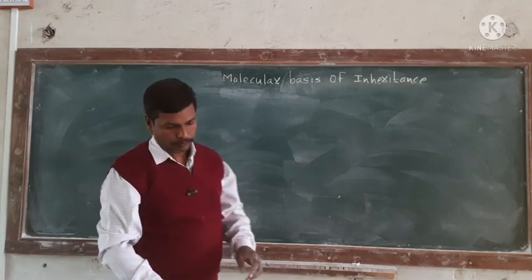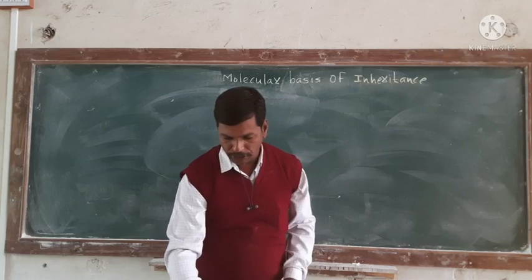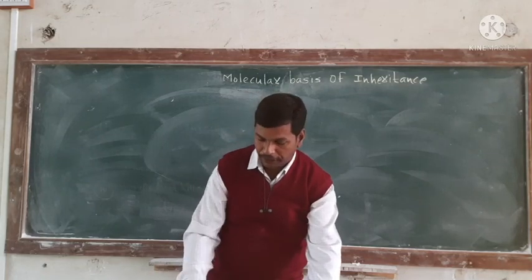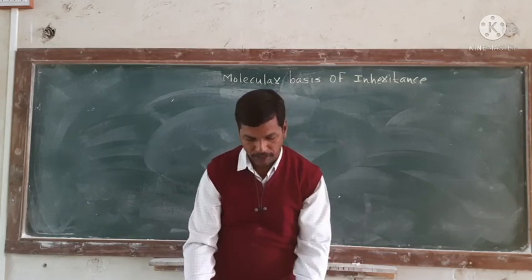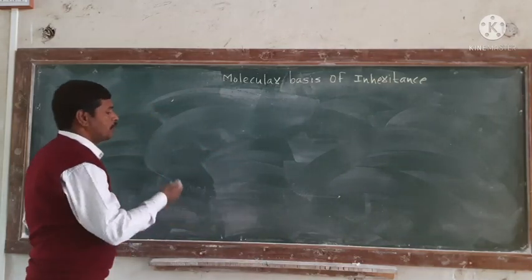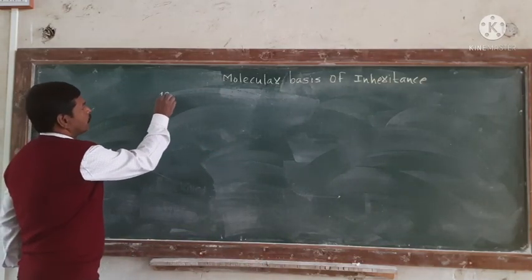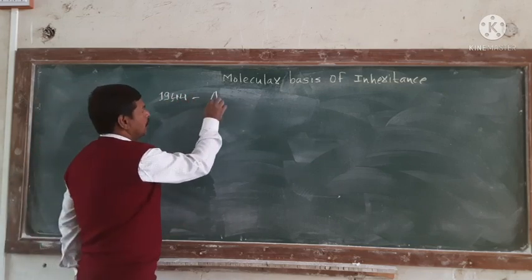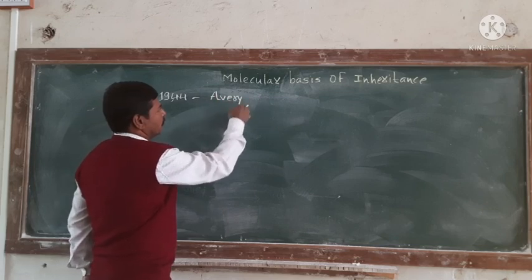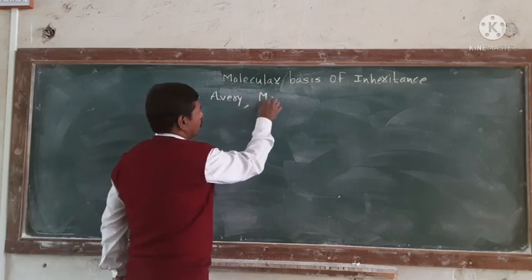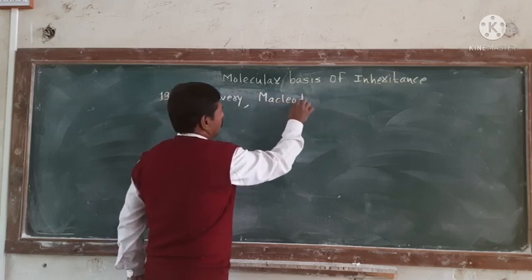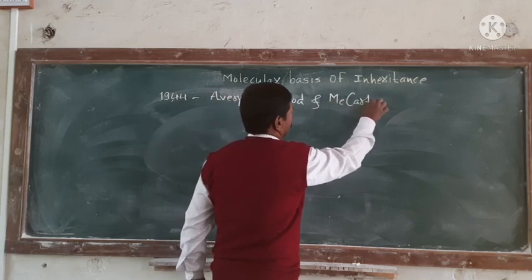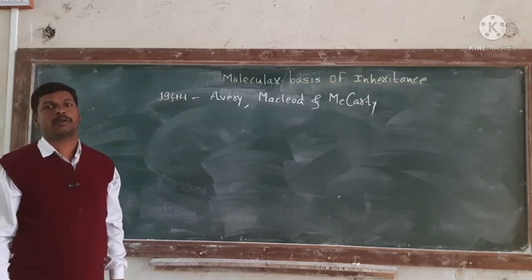1944. Now the second experiment, which gives the first proof as far as DNA acting as a genetic material is concerned. Three different scientists performed the experiment in 1944. First, Avery; second, MacLeod; and third, McCarthy. These three scientists performed the specific experiment.